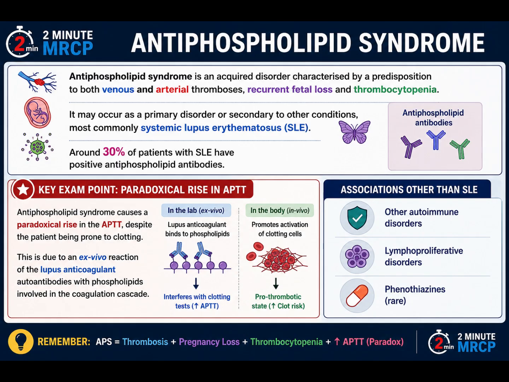Now for a very important MRCP exam point. Antiphospholipid syndrome causes a prolonged APTT, despite the patient being prone to clotting. This is known as the Lupus anticoagulant paradox. The Lupus anticoagulant antibody interferes with phospholipid-dependent coagulation tests in the laboratory, causing a prolonged APTT, but inside the body it actually promotes thrombosis. Other associations include autoimmune diseases, lymphoproliferative disorders, and rarely, phenothiazine use.